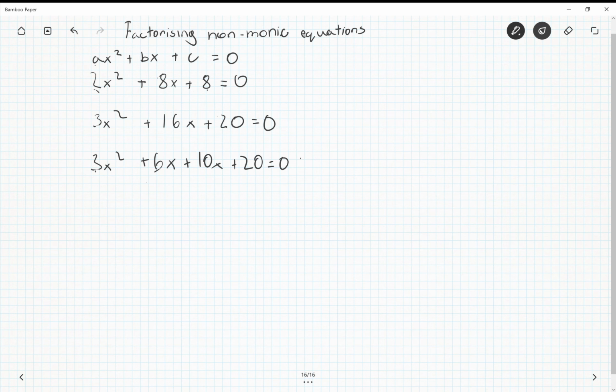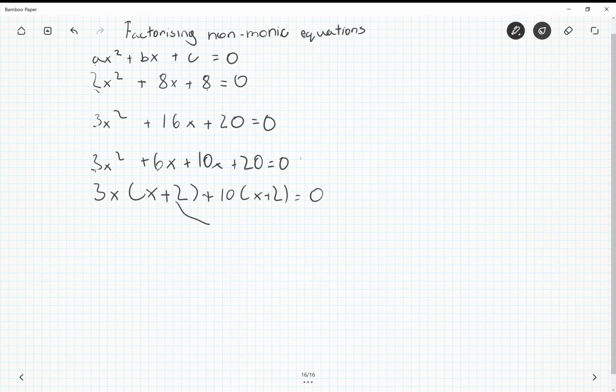So now we can factorize what can be divided by 3x squared and 6x. Well, that would be 3x. So 3x, and then 3x squared divided by 3x, that equals x, plus 6x divided by 3x, that equals 2. So 3x times x plus 2, and then you add that with, so let's say we have 10x plus 20. What can be factorized by that? That would be 10. So plus 10 times x plus 2 equals 0.